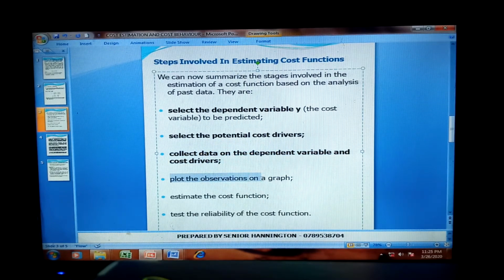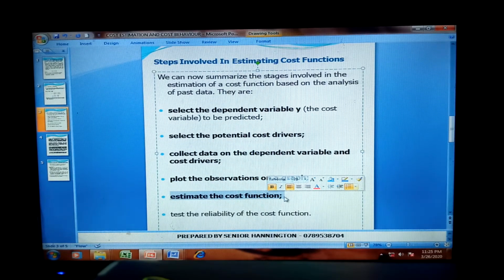Then plot the observations on the graph, that is the cost data on one axis and the cost drivers on the other axis. Then estimate the cost function. Estimate your cost function.